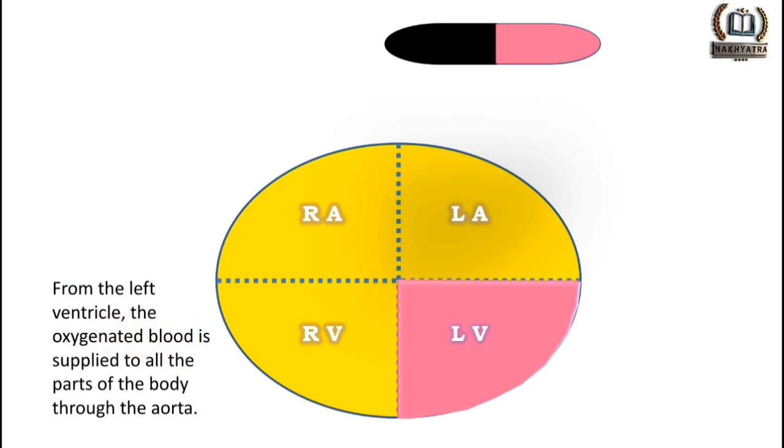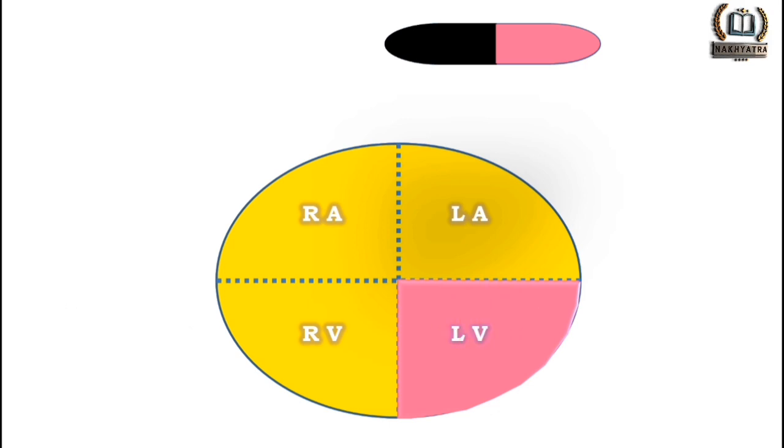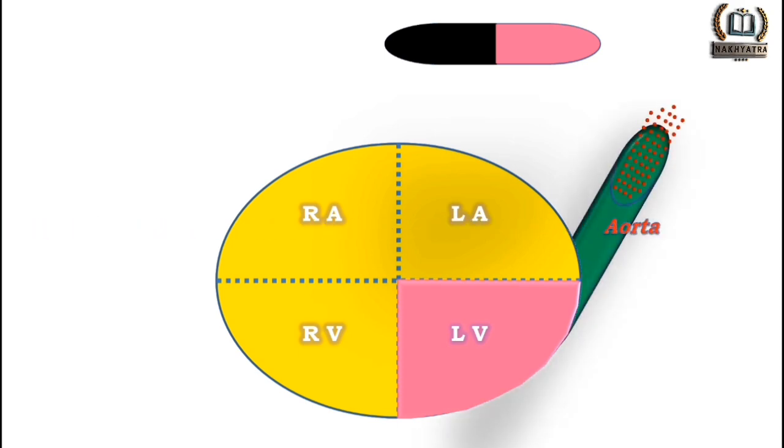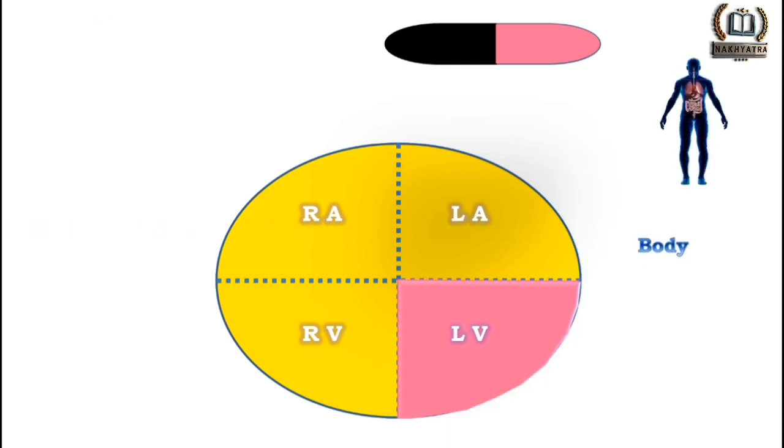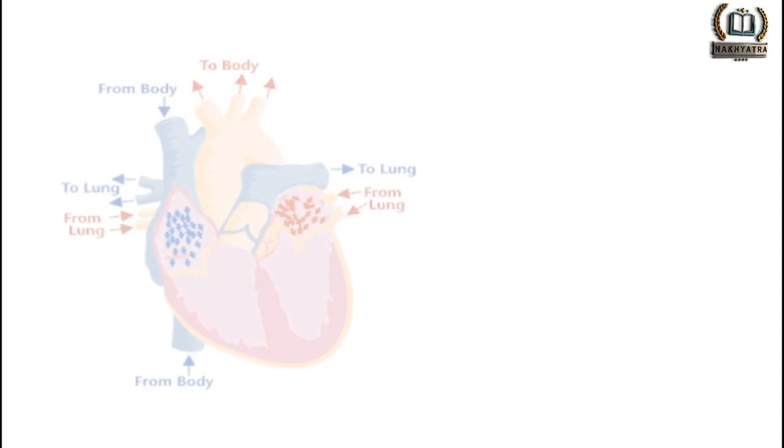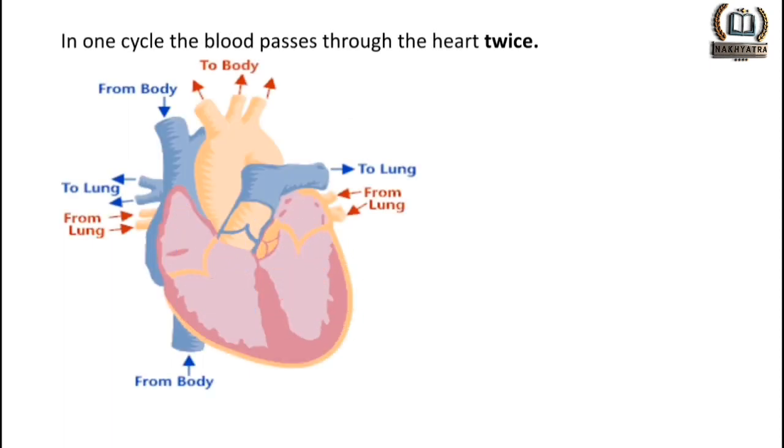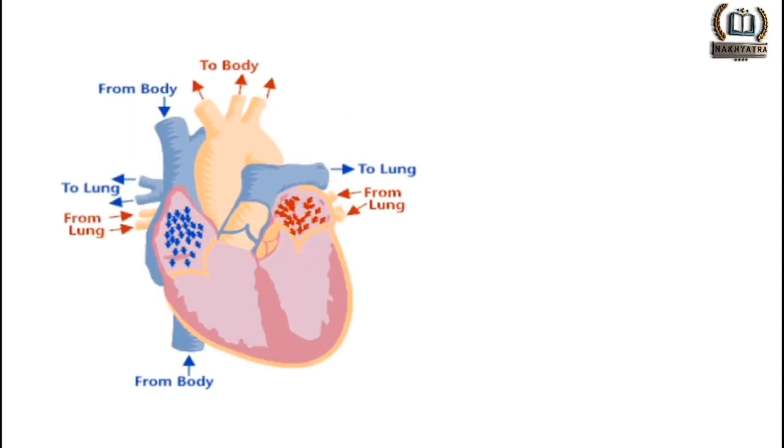Well, now from the left ventricle, the oxygenated blood is supplied to all the parts of the body through the aorta. Etia he left ventricle or pra oxygenated blood to amar gute body parts le kune supply kore? Yes, through this aorta. Aorta supplies the oxygenated blood from the left ventricle to all the body parts. Clear everybody?